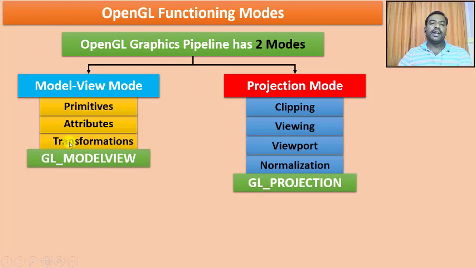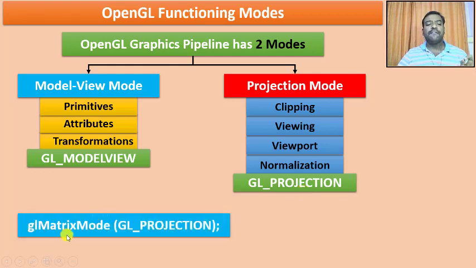Hence, when I want to shift to model view mode, I'll be using a parameter or a symbolic constant in an OpenGL program called GL_MODELVIEW, and the other symbolic constant GL_PROJECTION. The symbolic constant will be used with the function called glMatrixMode. Right now, assuming I am in GL_MODELVIEW, which is the default. Right now I am in the model view mode. So from the model view mode, I need to shift to the projection mode.